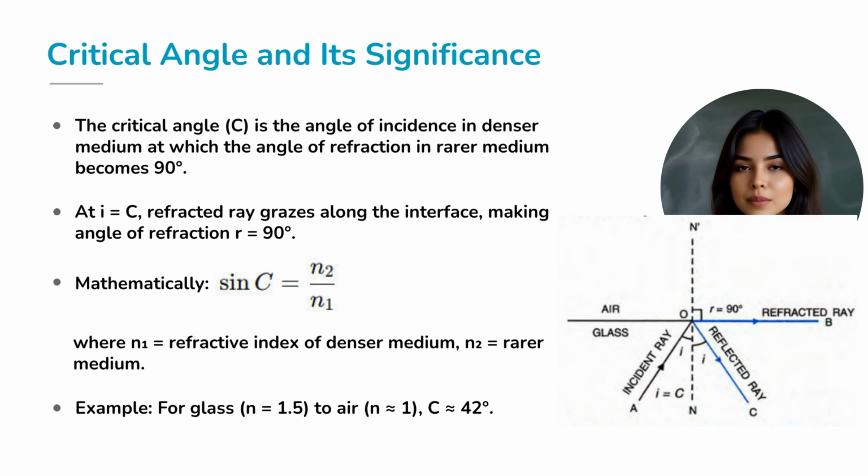Look at the diagram. When the incident ray hits exactly at C, the refracted ray does not emerge into the air but runs along the surface, making an angle of 90 degrees with the normal.